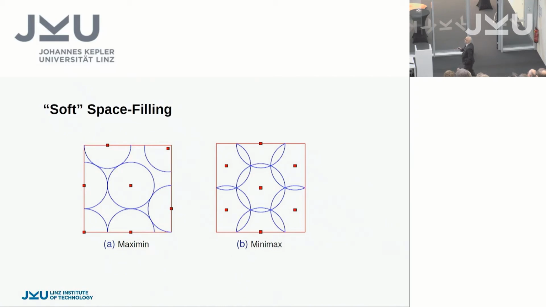Maximum distance design is the design where points are put in a way such that they maximize the minimum distance between each two points. Okay, so this is a 7-point maximum distance design. Here we have a 7-point minimax distance design. Here the maximum distance from any point in the region is minimized with respect to the points in the design.